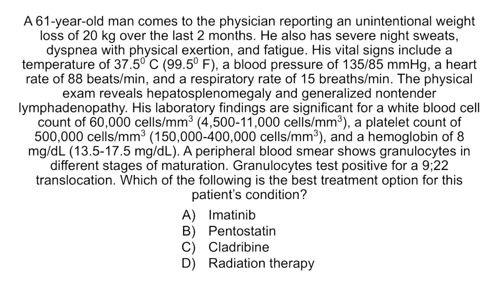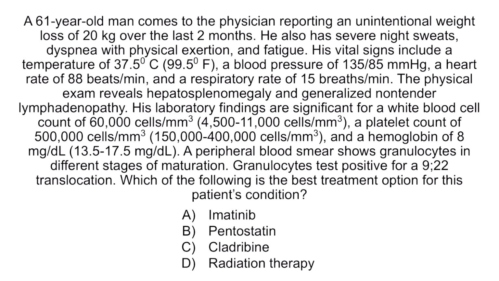The physical exam reveals hepatosplenomegaly and generalized non-tender lymphadenopathy. His laboratory findings are significant for a white blood cell count of 60,000, a platelet count of 500,000, and a hemoglobin of 8. A peripheral blood smear shows granulocytes in different stages of maturation. Granulocytes test positive for a 9;22 translocation. Which of the following is the best treatment option for this patient's condition? A. Imatinib, B. Pentostatin, C. Cladribine, or D. Radiation therapy.